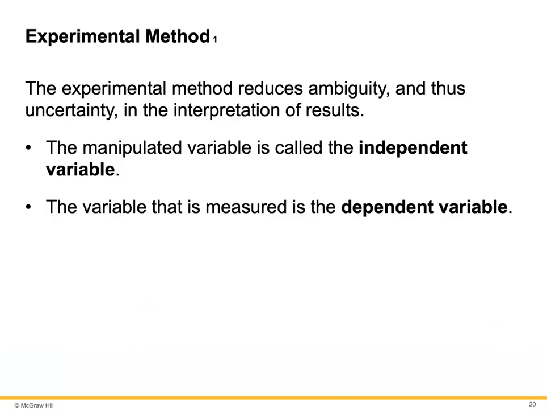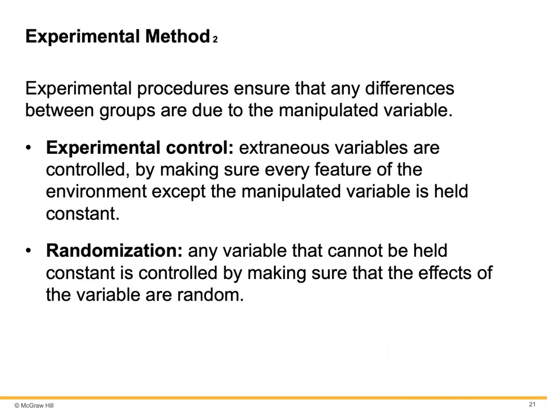Okay, so we look at the experimental method. The experimental method reduces ambiguity and thus uncertainty in the interpretation of results. So with the experimental method, one variable is manipulated and the other is then measured. The manipulated variable is called the independent variable, and the variable that is measured is termed the dependent variable. So in an experiment, all extraneous variables are controlled by being held constant. This is called the experimental control.